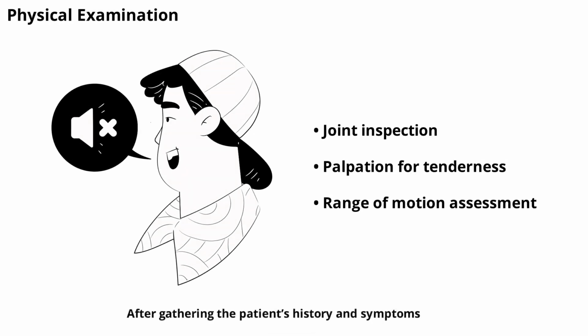After gathering the patient's history and symptoms, the doctor performs a physical examination. This involves inspecting the affected joints for swelling, redness, or deformity. The doctor gently palpates the joint to check for tenderness and warmth. They also assess the range of motion by asking the patient to move the joint in different directions. Crepitus, a crackling or grating sound during movement, is another sign doctors look for. The physical exam provides valuable clues about the presence and severity of osteoarthritis.